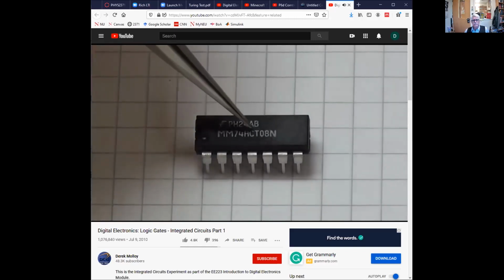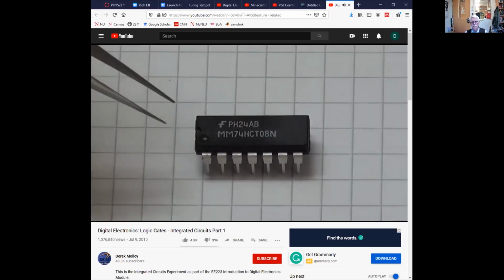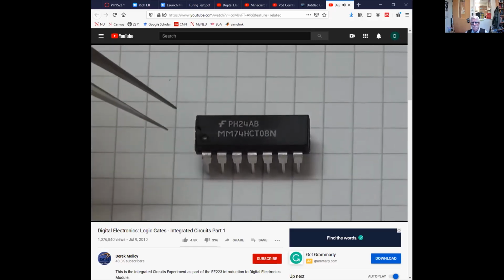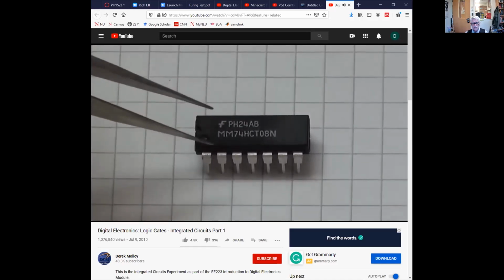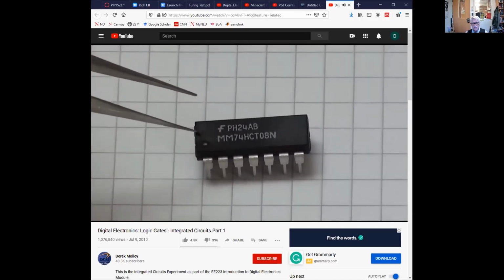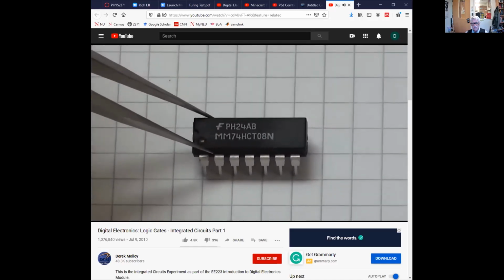And finally we have the HCT in the middle, which refers to the particular logic family that the chip belongs to. In this particular case, it's a high-speed CMOS with TTL logic levels. So this is the particular type of chip that we're going to be using for our experiments.